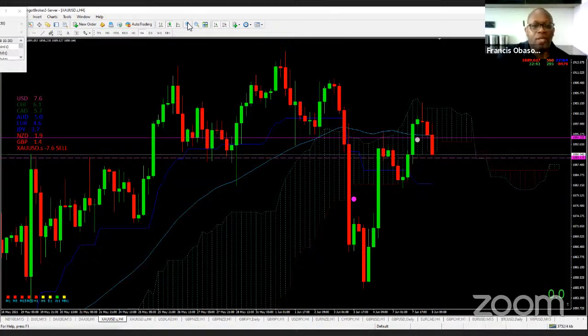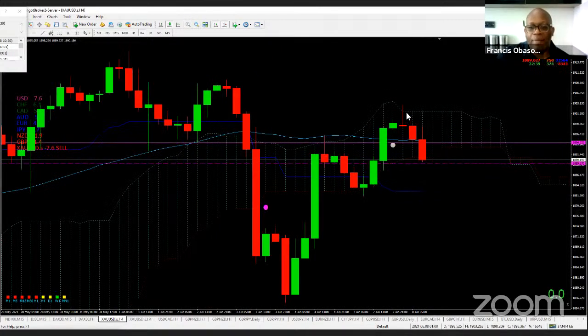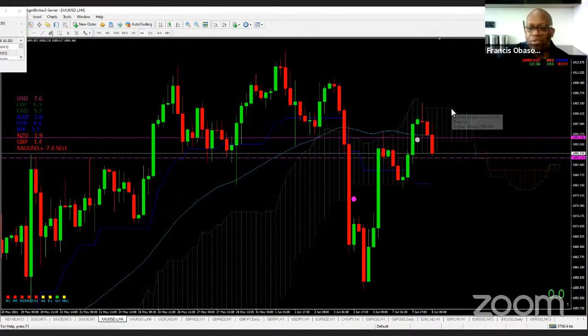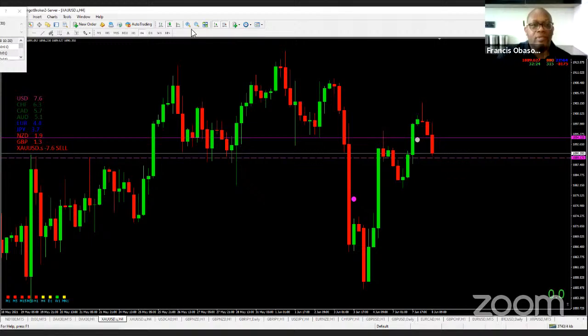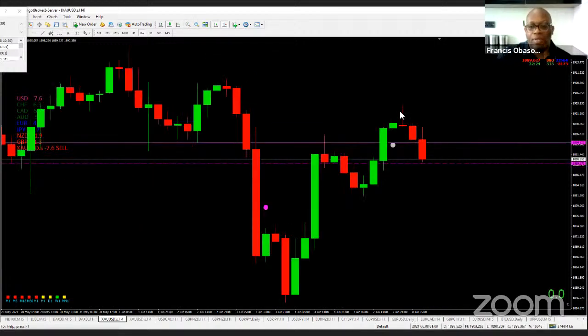We have a gravestone there. I mean, for those who don't know what that is, let me take up the Ichimoku from here. This is what we call a gravestone. I mean, call it a doji. Let's see this particular one. Okay, yeah, this particular one is a gravestone.